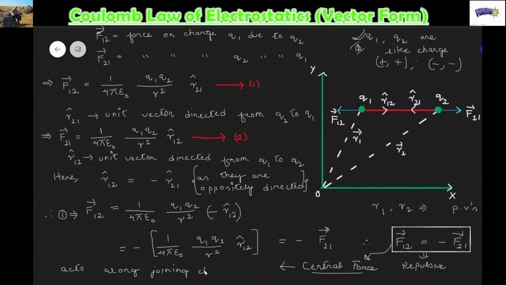So that is the important characteristic of Coulomb's law in vector form. This is the important criterion of Coulomb's law in vector form. For the next module, we will explain in the next interaction. Thank you.